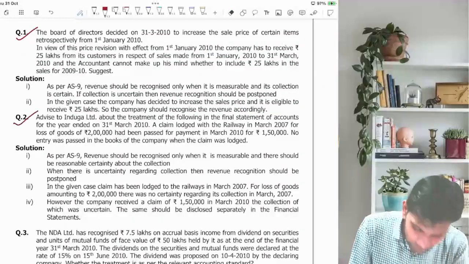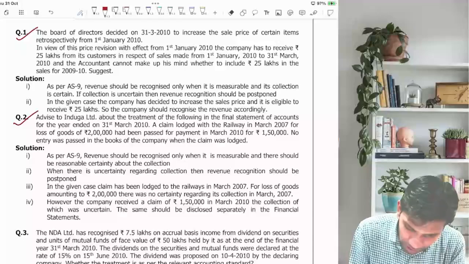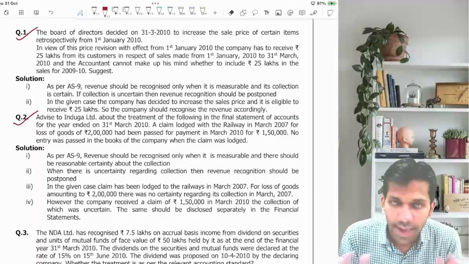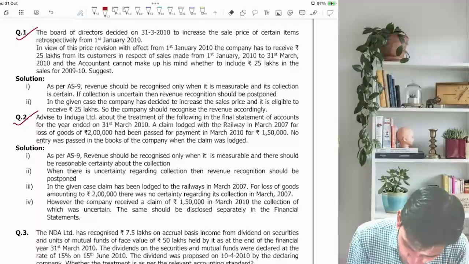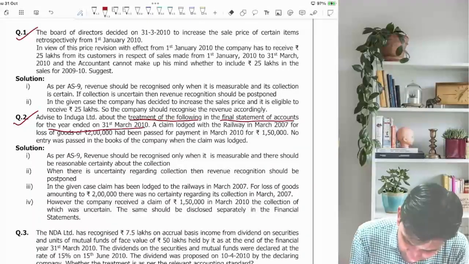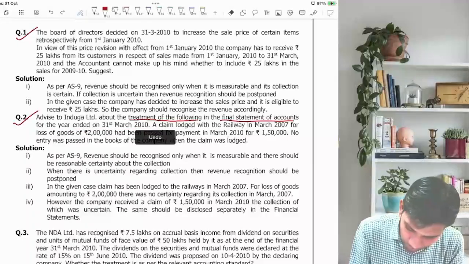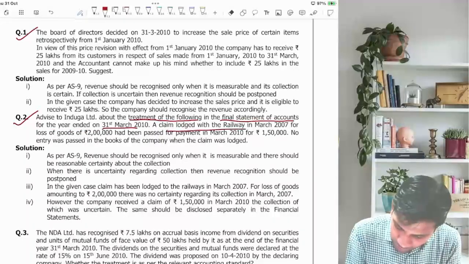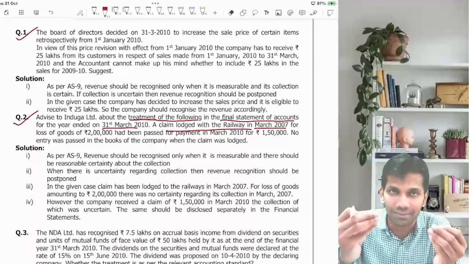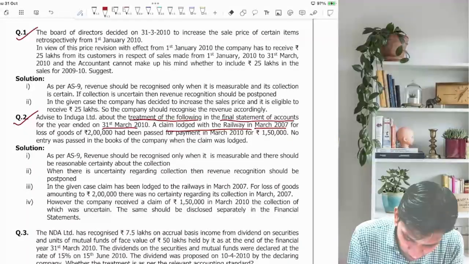Now question number 2. Advise Induga Limited about the treatment of the following in the final statement of accounts for the year ended 31st March 2010. So we have to give an advice. A claim lodged with the railway in March 2007 for loss of goods of 2 lakh.